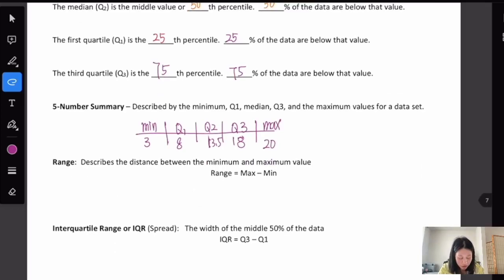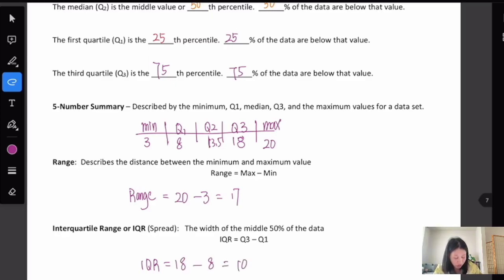And then describe the distance. Range is used to describe the distance between the minimum and the maximum value. Our maximum from the five number summary, we know that is 20. Minimum is 3, so the range is going to be 17. For the interquartile range, IQR, we use Q3, 18, subtract Q1, 8. So the interquartile range is 10.